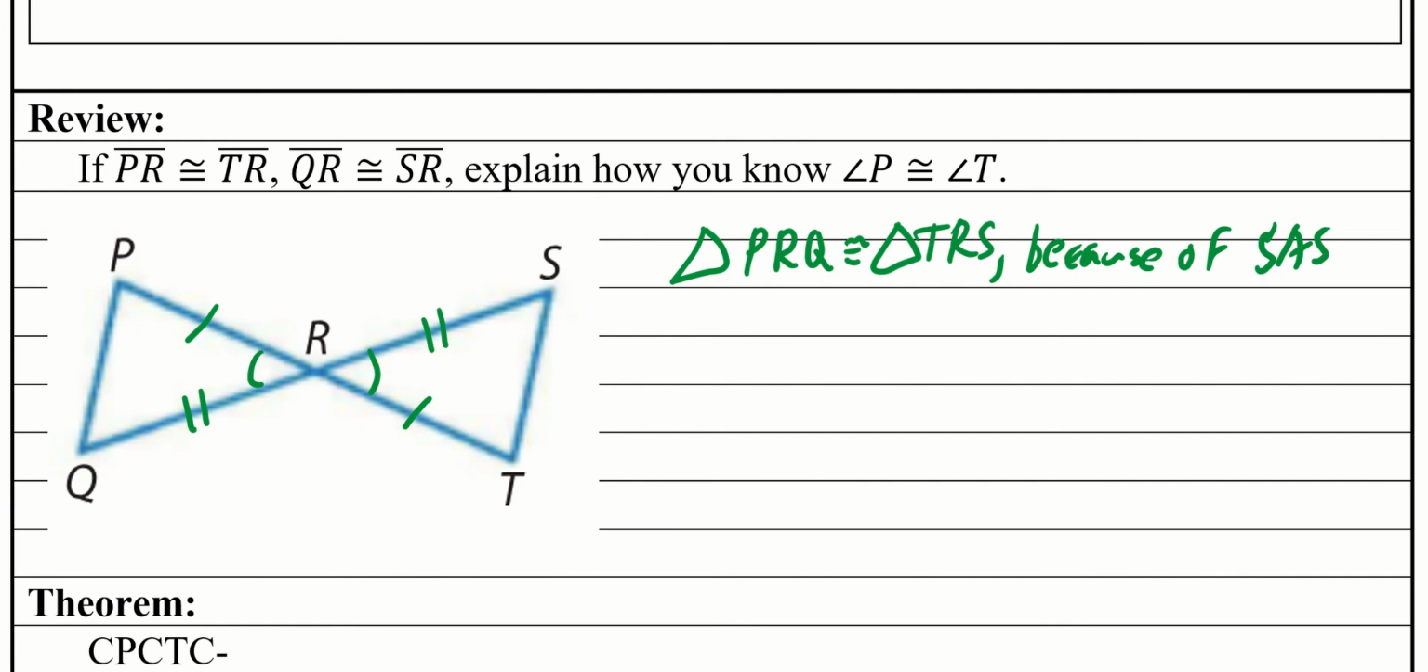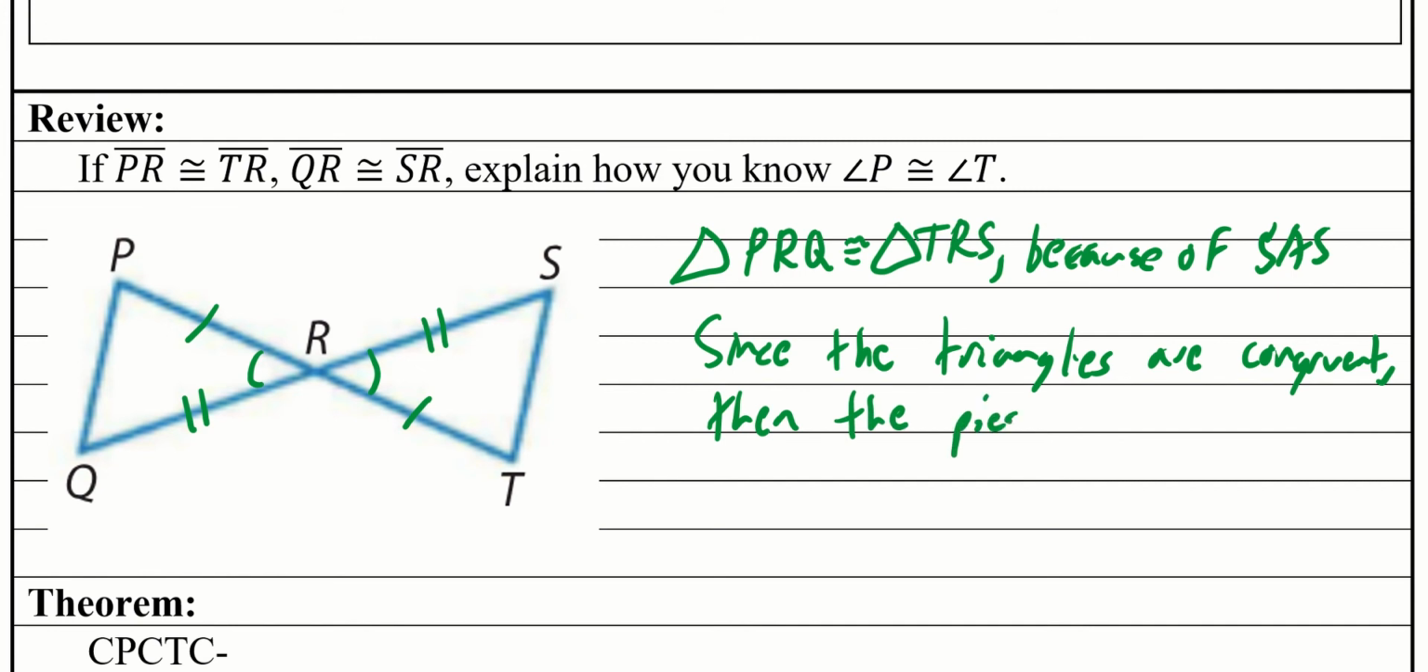And remember, we've said the definition of the two triangles being congruent is that if they're congruent, then all the little pieces are congruent as well. So I'm going to say, since the triangles are congruent, and you can write this down if you'd like, but you don't have to, then the pieces are congruent as well. And specifically the pieces that are in the same spot. Okay, so why do I know that angle P is congruent to angle T? Well, because they're both in the same spot. P and T are corresponding, and so that means that they're congruent.